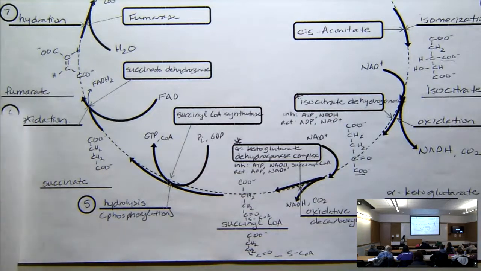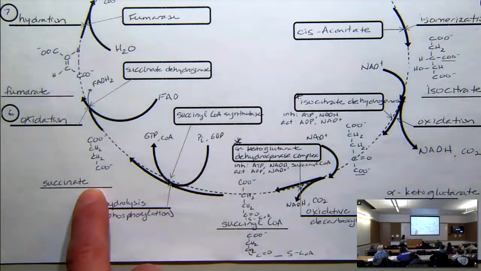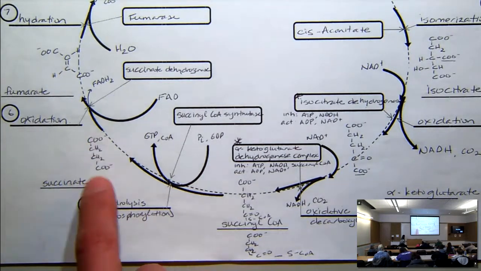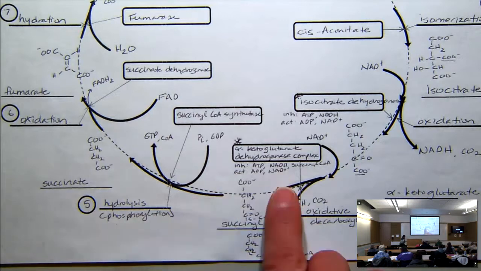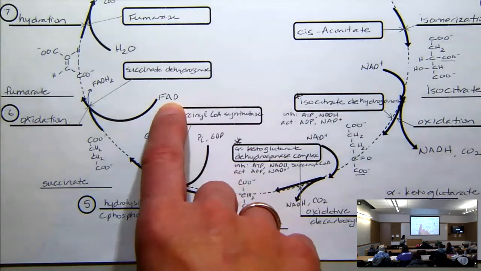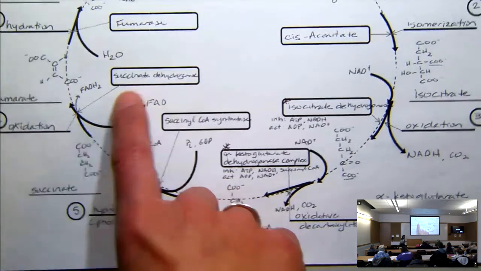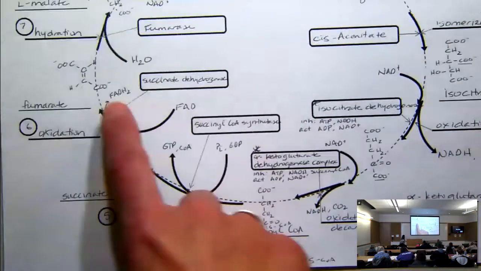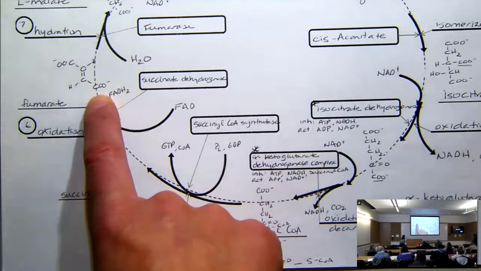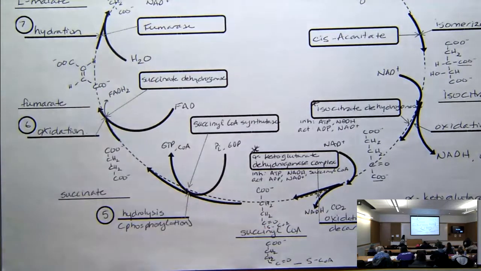So this is the molecule succinate. Remember, it's acid, acid, and two CH2s in the middle, symmetrical molecule. We have an FAD as our oxidizing agent. We get an FADH2 coming out, and we get fumarate. Notice that that's a trans double bond.